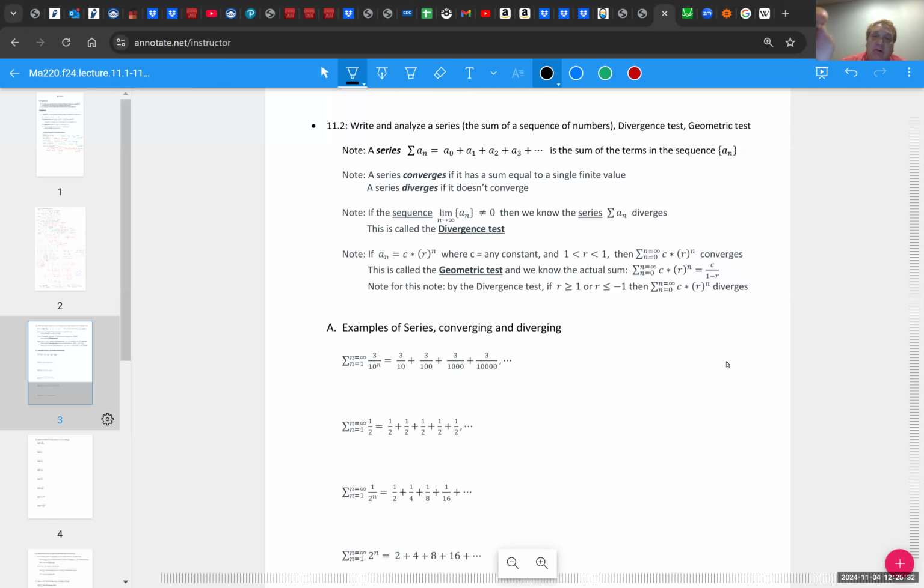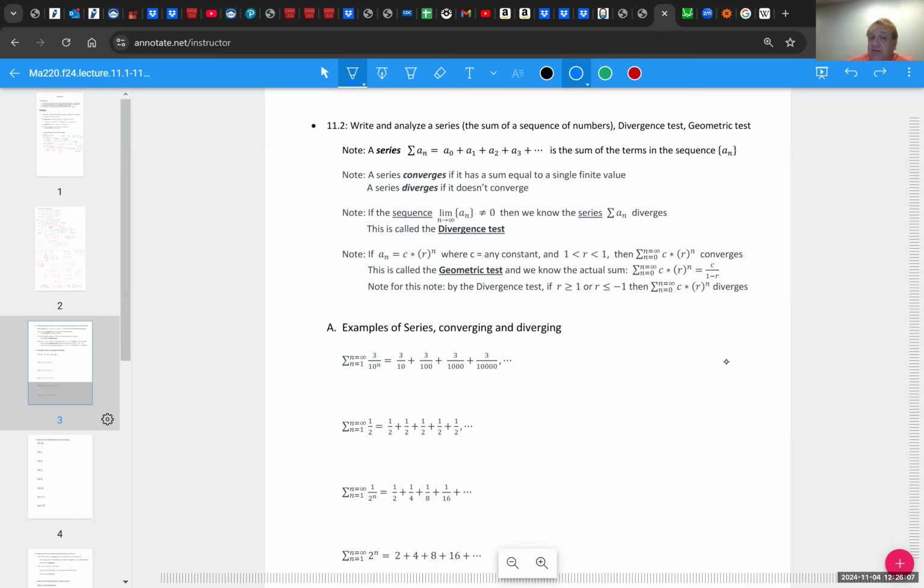A series is written with this sort of Greek capital S, called a sigma. Sigma a_n, as opposed to, remember, a sequence, which was written with the curly brackets. A series is the big old S sigma symbol. And so sigma a_n is the sum of the sequence. They usually start at 0, so a_0 plus a_1 plus a_2 plus a_3, etc. If you add all of those sequence numbers together, that's called a series.